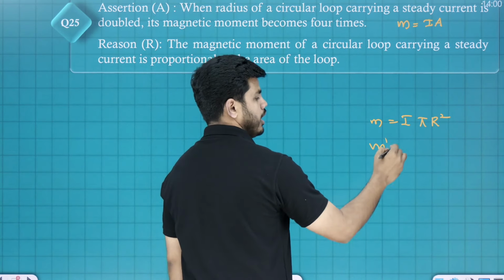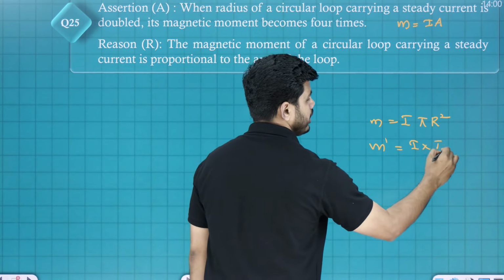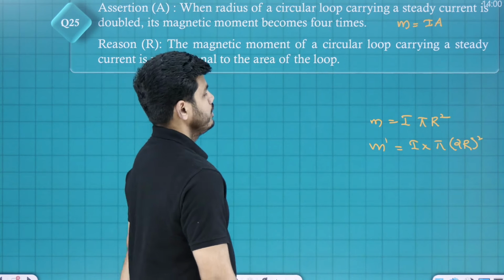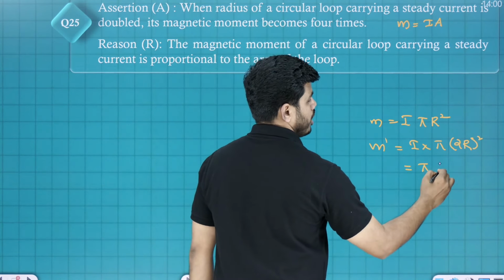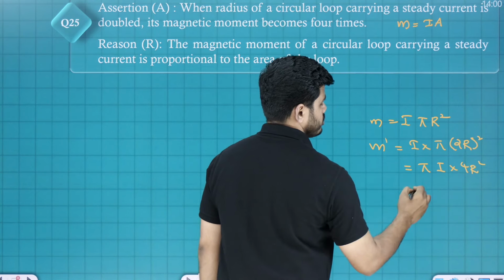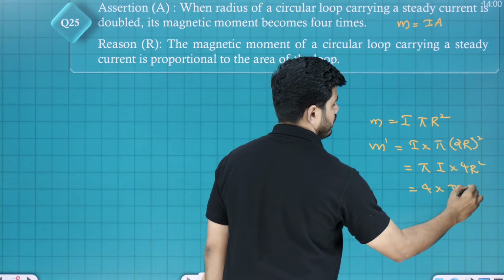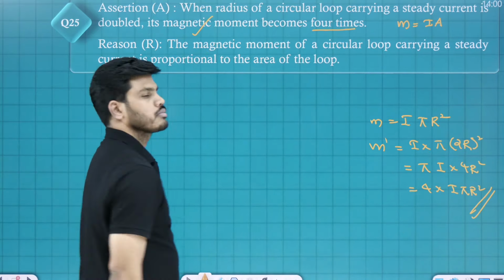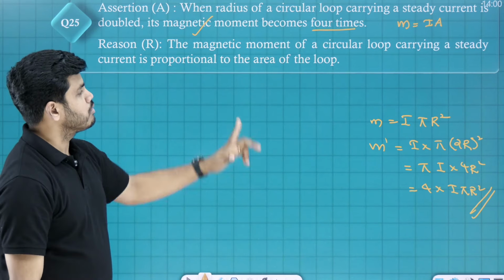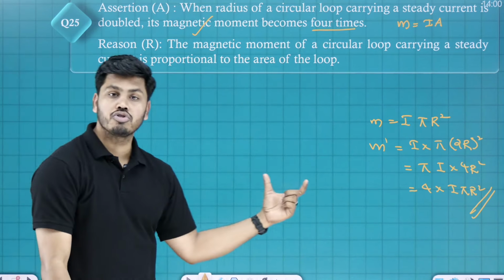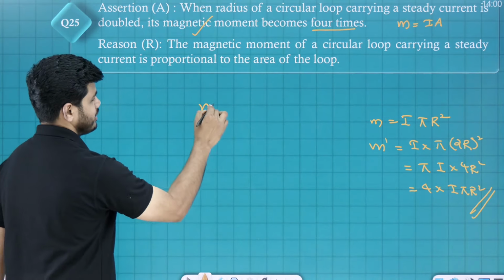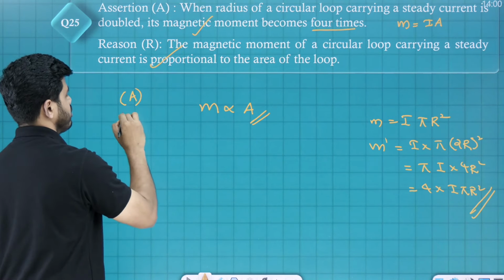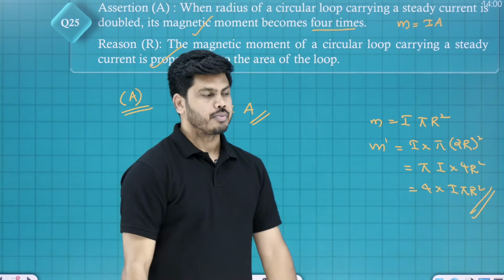What is the new magnetic moment? I into pi into the radius doubled, 2r the whole square, correct? When the radius is doubled, we get pi into I into 4r square, which is equal to 4 times I pi r square. So that statement is true. It becomes 4 times. The reason states the magnetic moment of a circular loop carrying a steady current is proportional to the area of the loop. That is the reason, M is proportional to A. So this is also true and it is a correct explanation of the assertion. Okay.